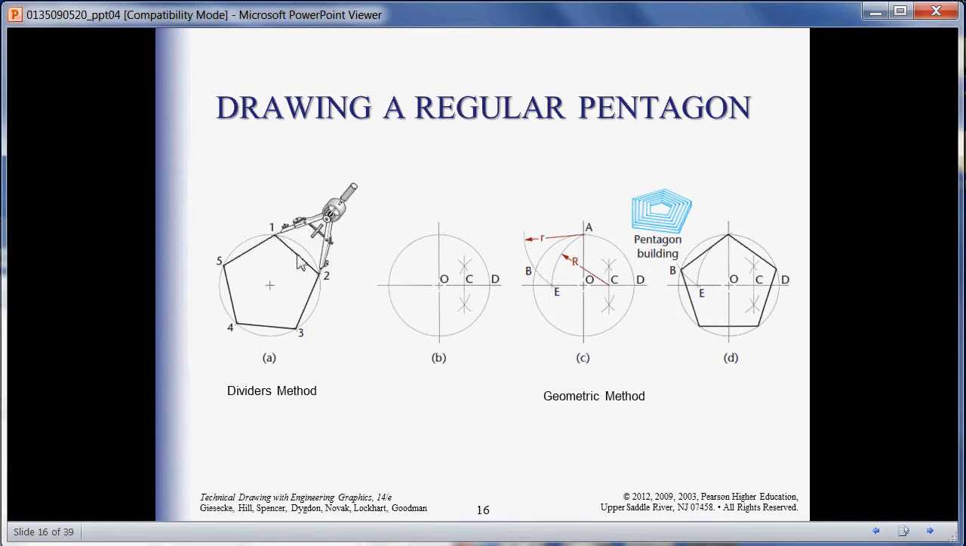Then all you need to do is grab your dividers and go from there to there, from there to there. Okay, so the key is to bisect this segment. The radius between C and A, swing the arc, gives you E. The radius between E and A, swing that up, gives you point B, and from A to B will give you the first leg of the pentagon.